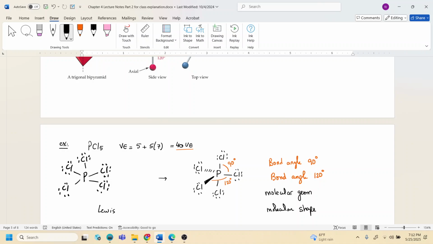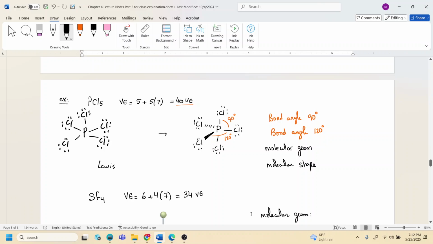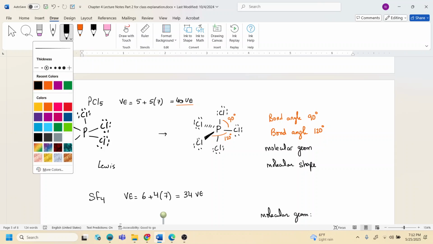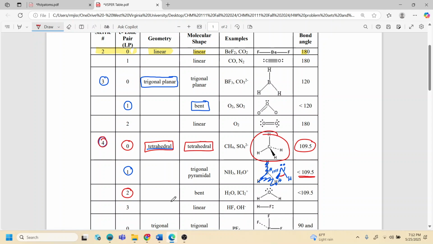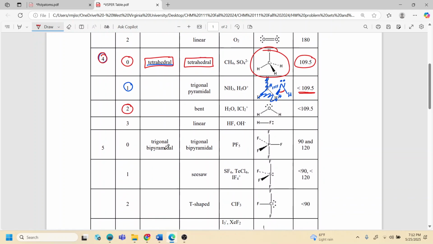Now, steric number. To calculate the steric number for this one, it's the number of atoms connected to the central atom, and the number of atoms here is 5, because you have 5 chlorines, and you have no lone pairs, so it's 5 plus 0, so it's going to be 5. The lone pair is going to be 0. So I come over here, and I say, okay, 5, 0, then the geometry and the shape are similar.